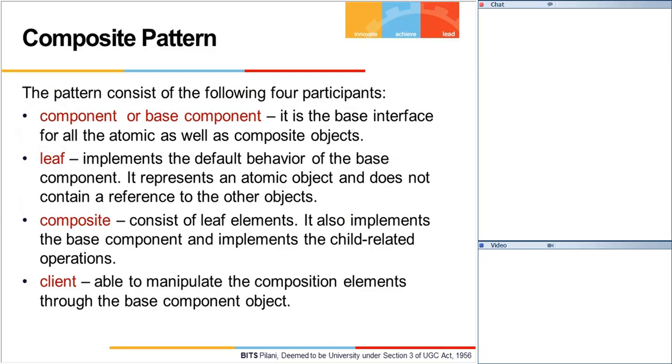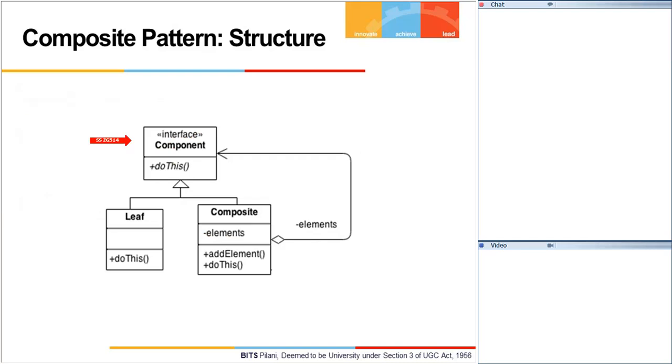Just before that, my composite pattern consists of 4 participants. I'll just show you the diagram of the composite pattern. So there is a base component, which is the interface, which all the atomic objects as well as the composite objects are required to implement, right? Then there are leaf components, which are the leaves of the tree, the atomic objects. These leaf components also implement the base component.